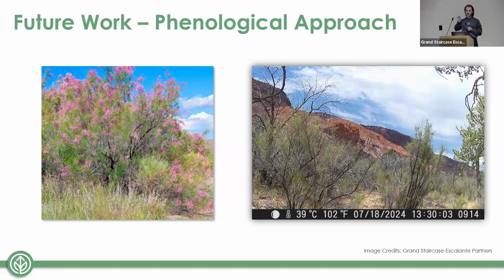Kevin has been putting out some game cameras on a few tamarisk plants for the past 2 years, so we have 2 years of data to work with. The idea is we would find a date of peak greenness from these game cameras and then try to align that with a satellite image from that close date. And that would help us detect the tamarisk a little better.